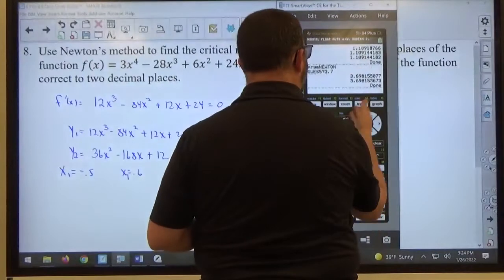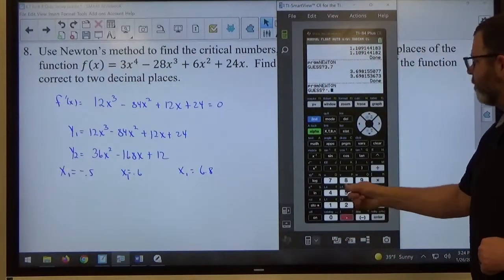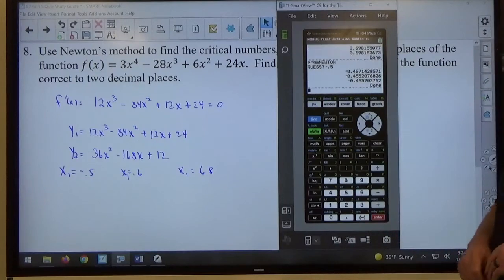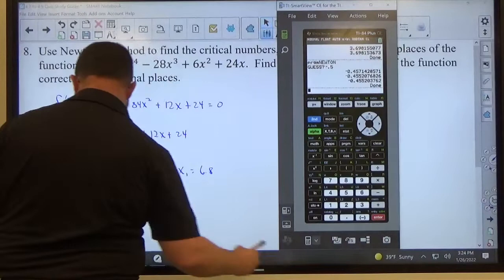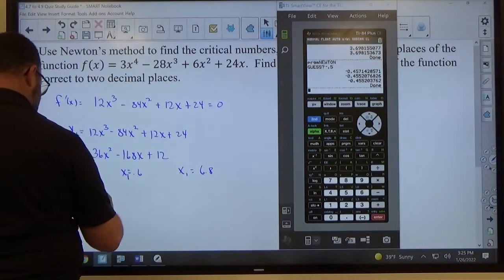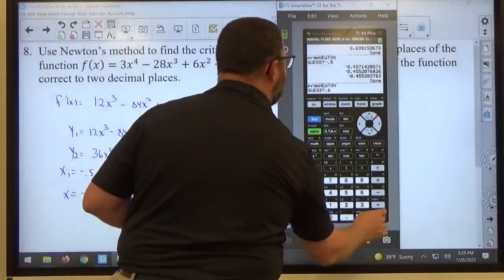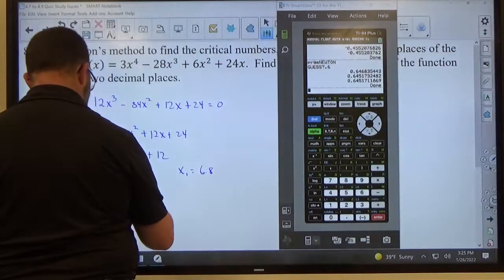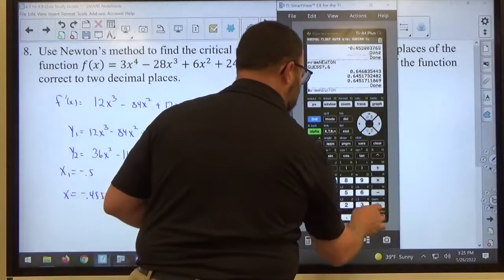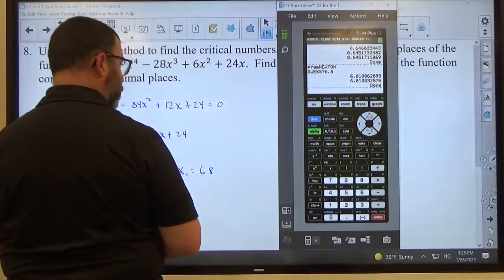And again, I've got my Newton's method program already ready to go. So negative 0.5 leads me, to 3 decimal places, to negative 0.455. If I try 0.6, I get 0.645. And if I try 6.8, I get 6.810.